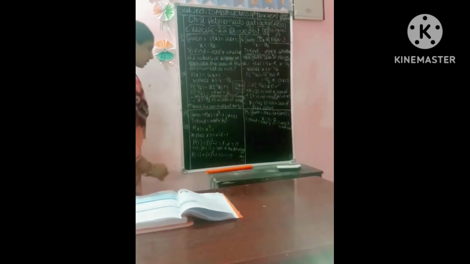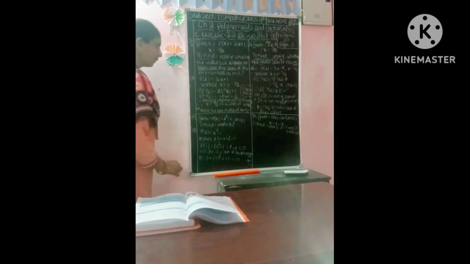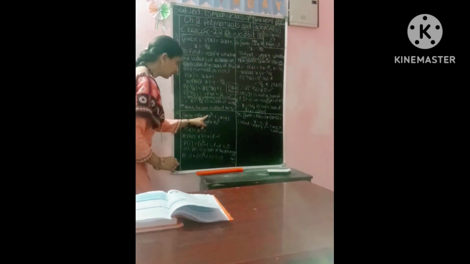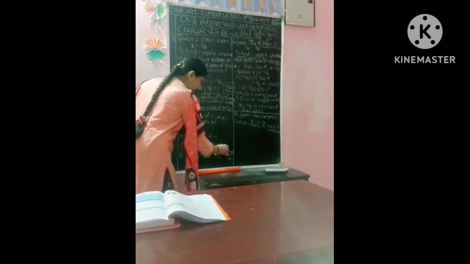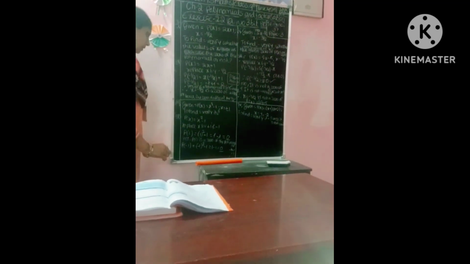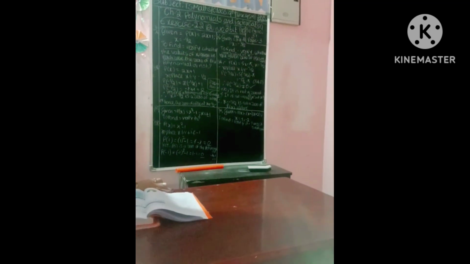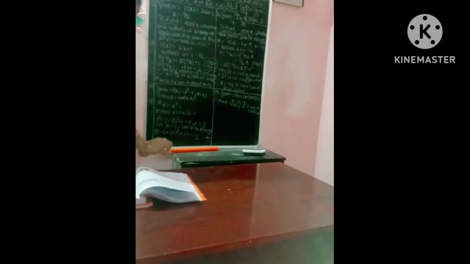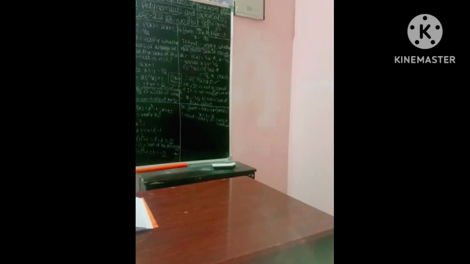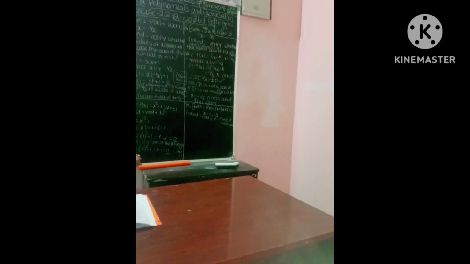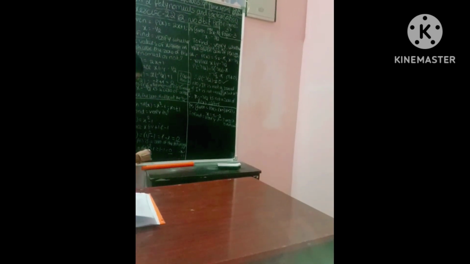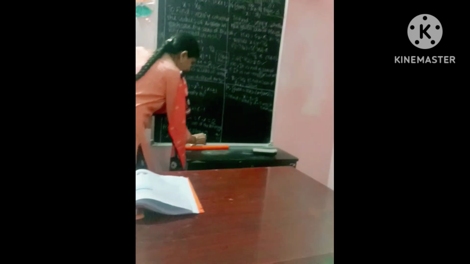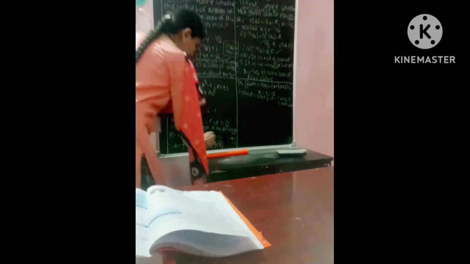See, in both cases, if x equals plus or minus 1, then the given polynomial gives the resulting answer 0. So it is a zero of the polynomial. Are you clear? Therefore, x equals plus or minus 1 is a zero of the polynomial.